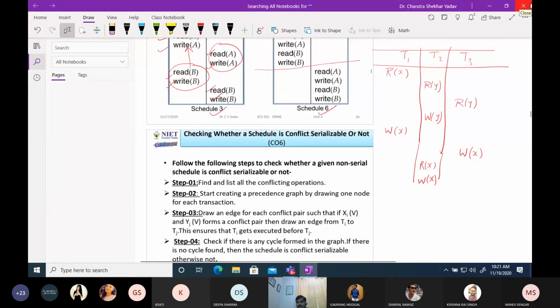So through the algorithm, we will test whether this non-serial schedule, suppose the name of this non-serial schedule is S1, is conflict serializable or not. So again, we will use that algorithm. First step, we represent each transaction with the help of a vertex. So how many nodes in this precedence graph?